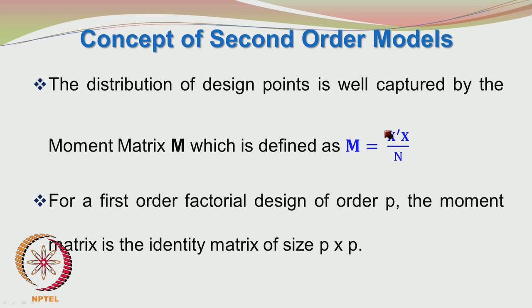So let us now look at the second order models more closely. We define the moment matrix M as X prime X by n. For a first order factorial design of order p, the moment matrix is the identity matrix of size or dimensions p by p. We recollect that p is equal to k plus 1, where k is the number of regression coefficients beta hat 1, beta hat 2 and so on to beta hat k, in addition to the intercept beta hat naught. So we are having p is equal to k plus 1 regression coefficients.